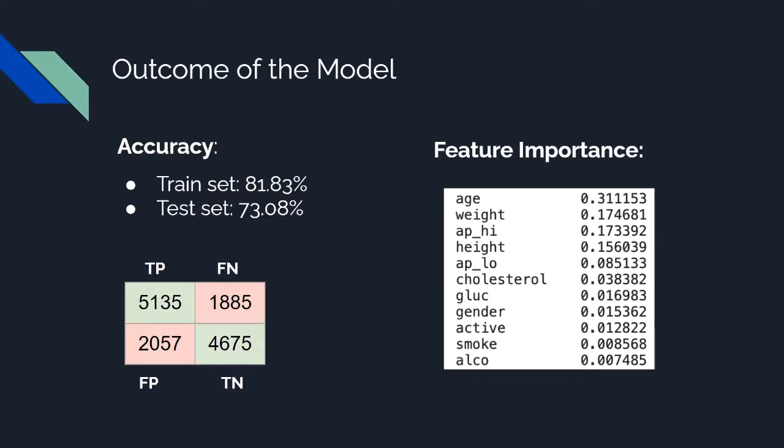We also calculated the feature importance, which shows us the score or the importance of each feature and how much it affects the model. From this, we can conclude that age, weight, systolic blood pressure, and height are the biggest risk factors or features that affect cardiovascular diseases the most.